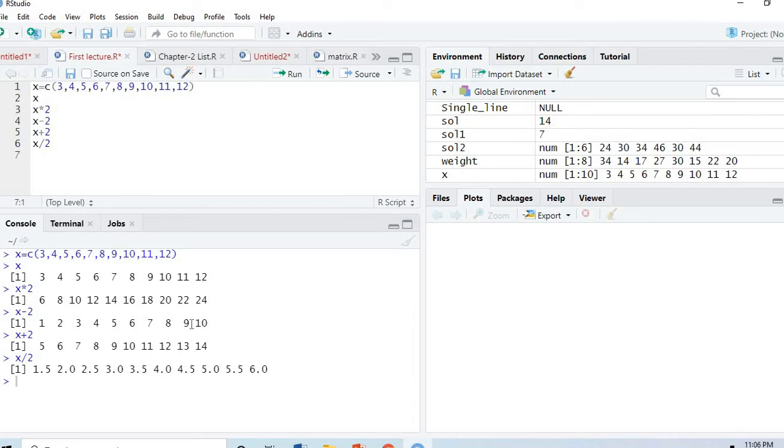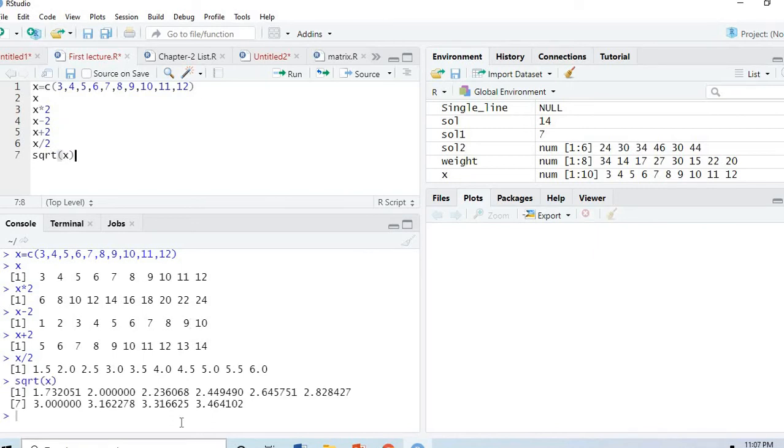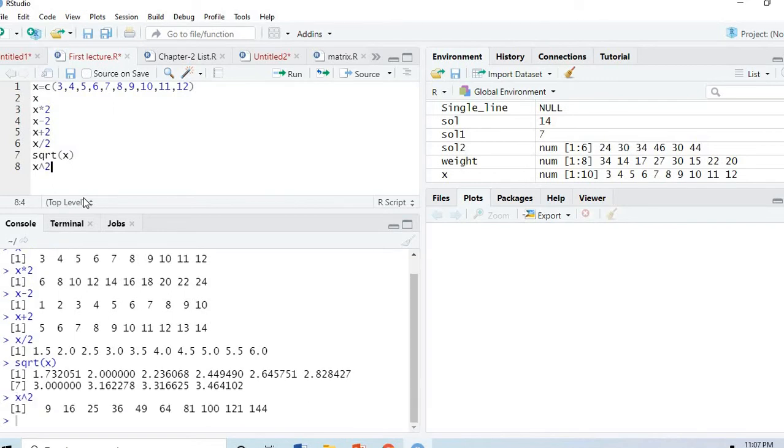You can use some other functions like square root or exponential function. Suppose I use the command sqrt and the vector is x. Now let's see the result. So this is the result, the square root of x. All the elements of the vector x will have a square root, and the results appear in the console area. Similarly, if you make x raised to power 2, Alt plus Enter, we'll have a result like this: 9, 16, 25, 36 and so on.